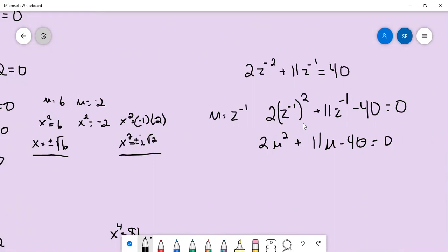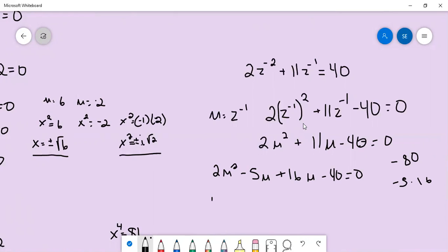So our AC is 2 times 40, which is negative 80. So we need to find something that multiplies to 80 and has a difference of 11. So this is going to be negative 5 times 16. So we can rewrite this as 2u squared minus 5u plus 16u minus 40 equals 0.